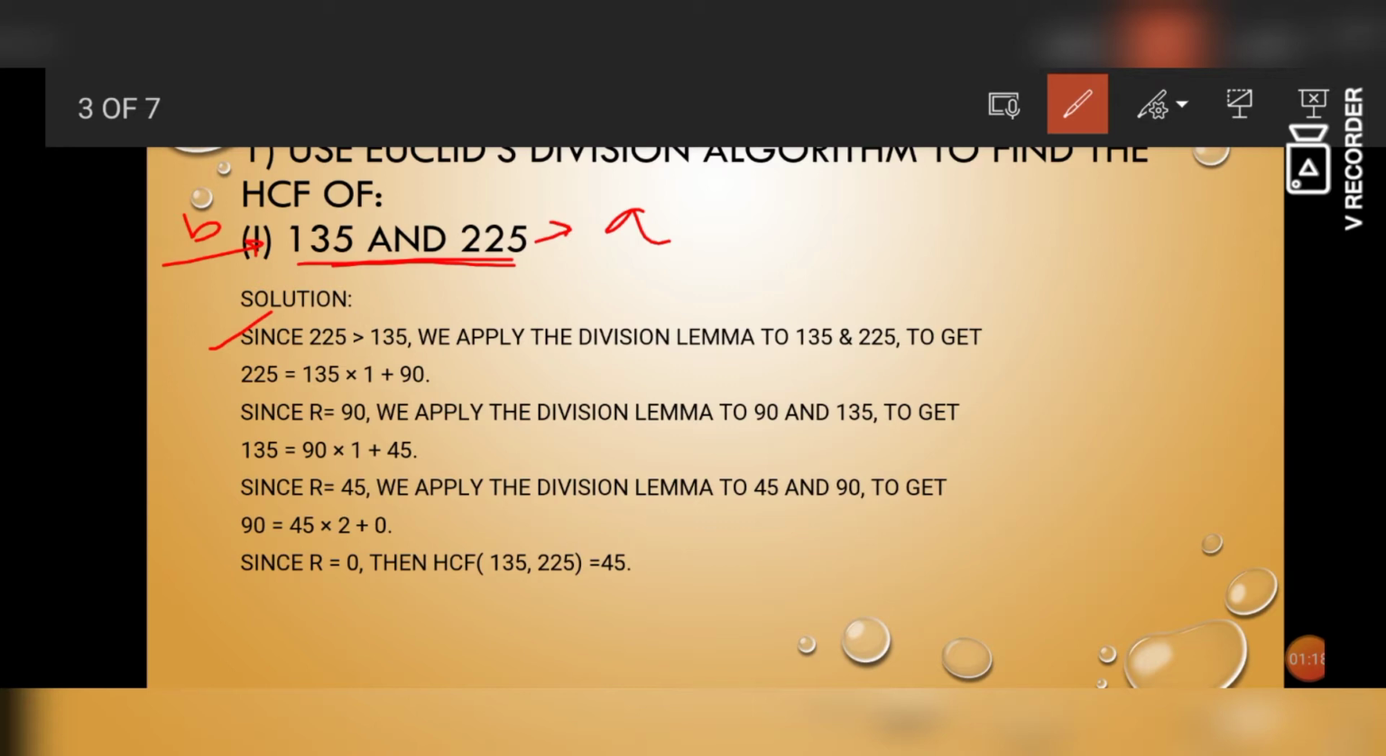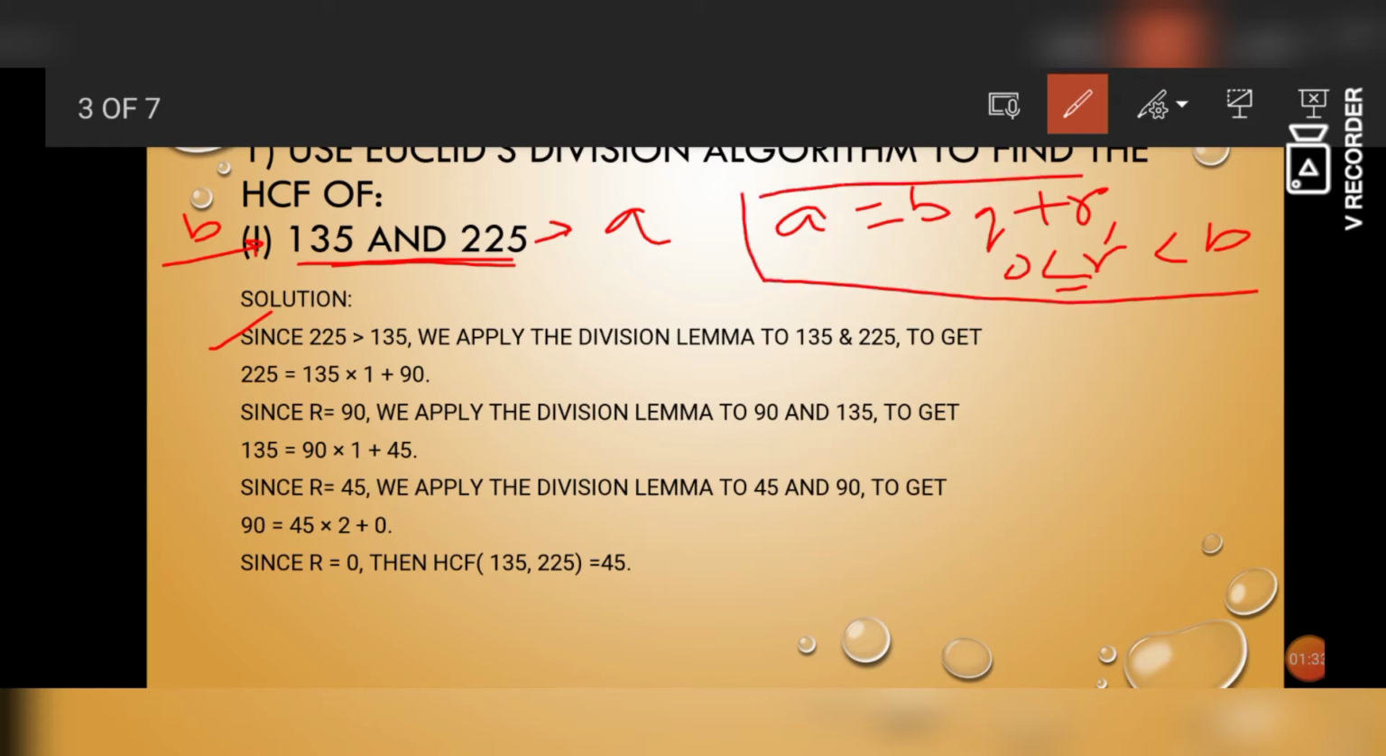In Euclid's division algorithm we have A equals BQ plus R. The restriction on R is 0 less than or equal to R less than B. This is our Euclid's division lemma. Here we have to find the unique Q and unique R. How are we going to find it? By using the long division process in our rough.